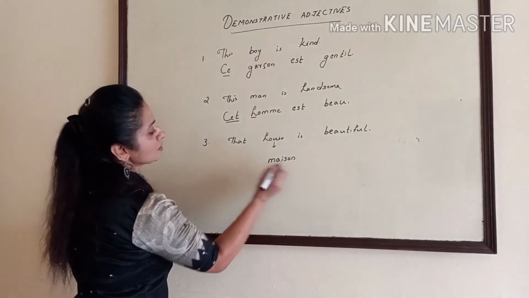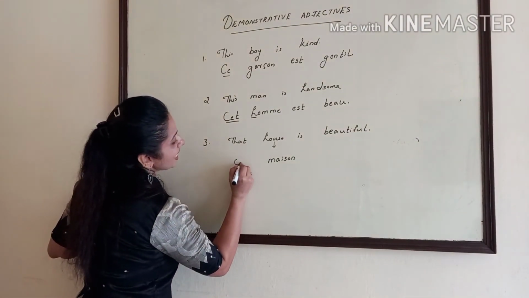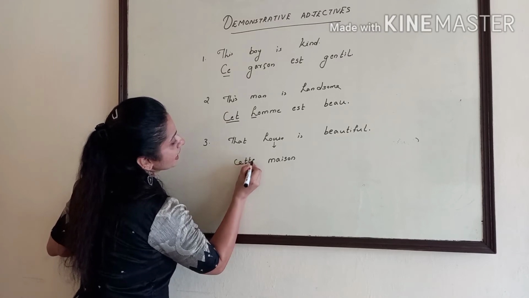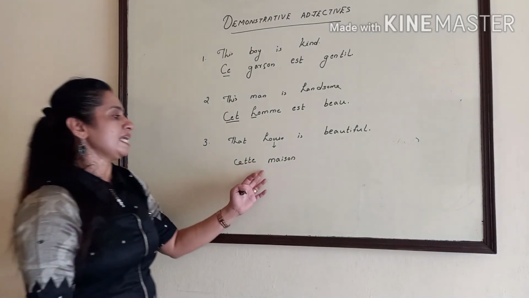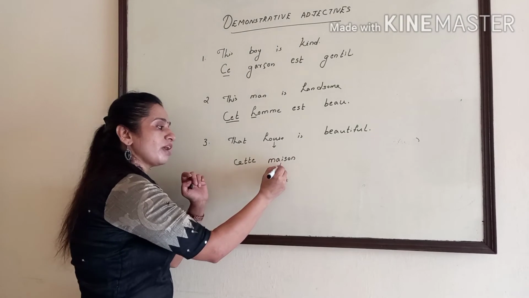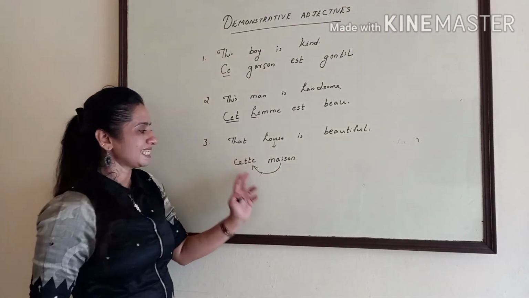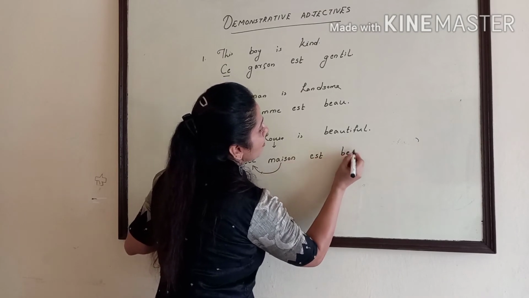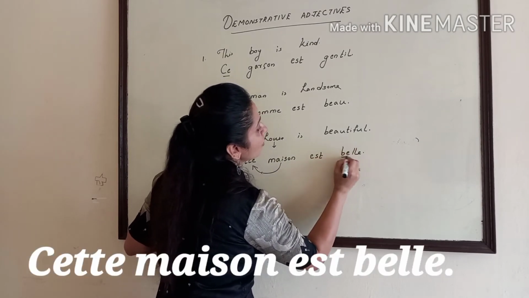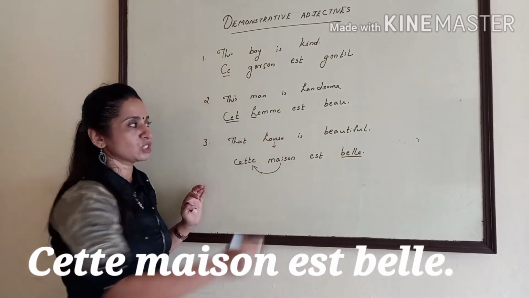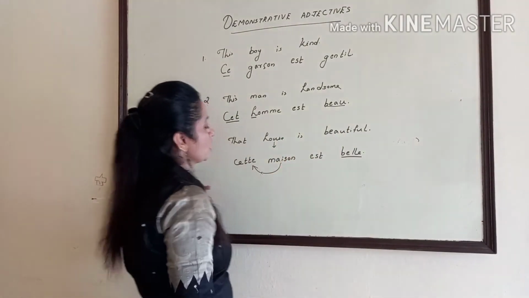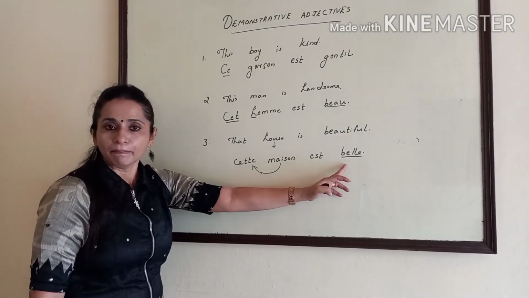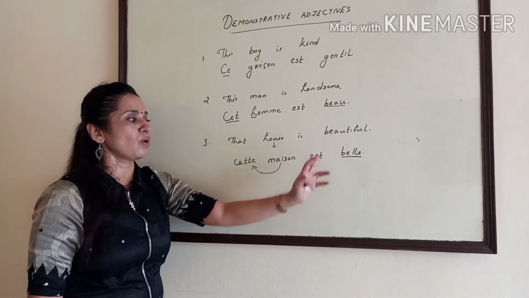So this maison or that maison, that means cette, C-E-T-T-E, used in front of a feminine noun. Cette maison est belle. For beautiful, the feminine word is belle. For masculine, it is beau, handsome. Cette maison est belle.